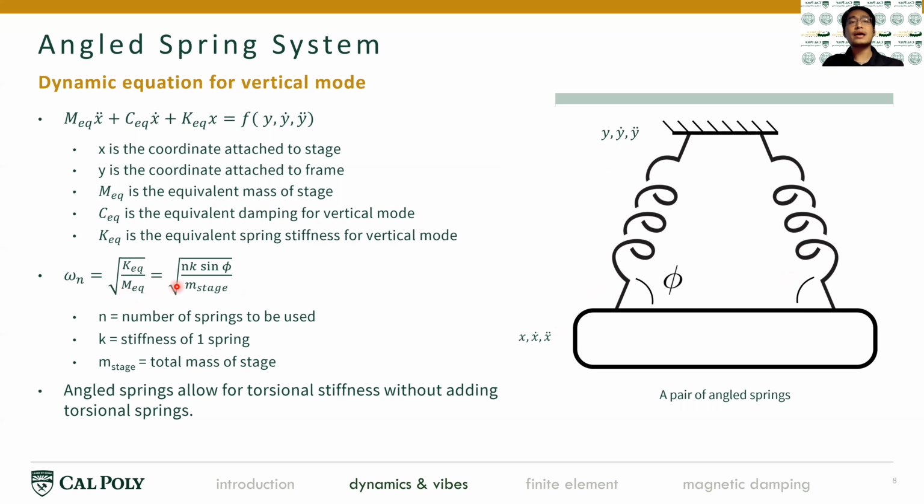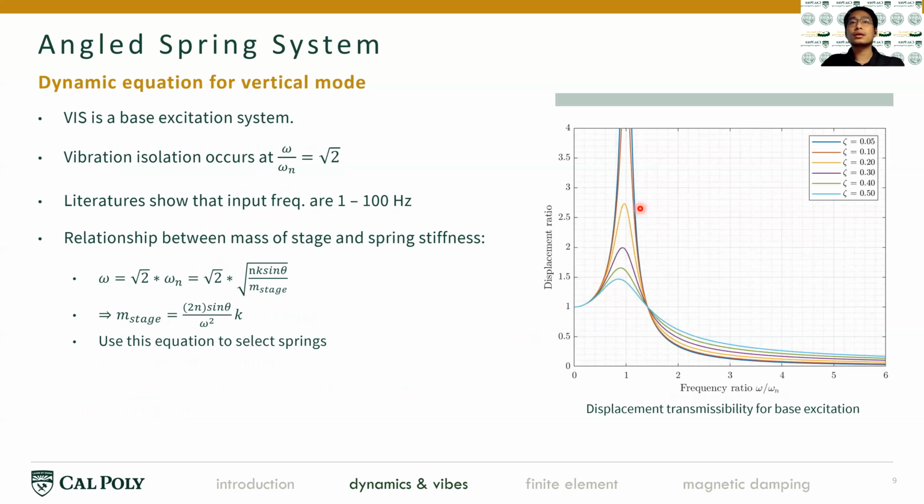So the natural frequency of the stage can be derived as the square root of the ratio of KEQ over MEQ. N is the number of springs that we use. K is the stiffness of one spring. Phi is the angle of this spring with respect to the surface of the stage. And M stage is the total mass of the stage. The reason we have the angled spring configuration is that we want to add some torsional stiffness to the stage without actually adding a torsional spring, because a torsional spring will add another means for the vibration to travel through into the stage. So it will complicate the design a lot more.